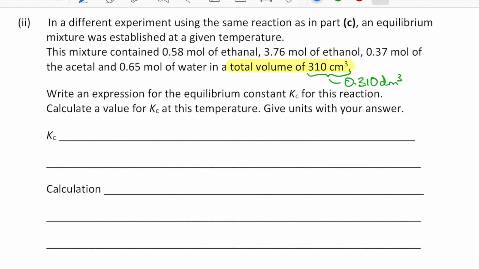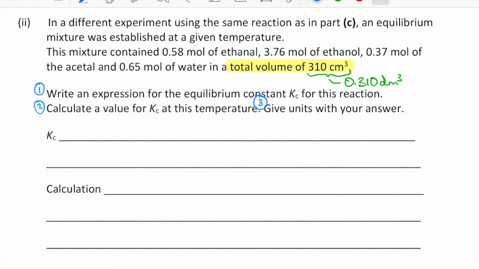So it asks us to write an expression for the equilibrium constant for this reaction, then calculate a value for Kc at this temperature, and then give units with your answer. So to reduce the chance of us missing something when we actually write our answers, I think it's helpful sometimes to write numbers like what I have done just here. The first thing I'm going to do is write an expression. Second thing I'm going to do is calculate the value. And then the third thing I'm going to do is give the units. And if I write those 1, 2, 3, then when I finish my answer I can check, have I done 1? Have I done 2? Have I done 3? It's just making it more overt and less likely that we're going to forget to do something that it's asked us to do.